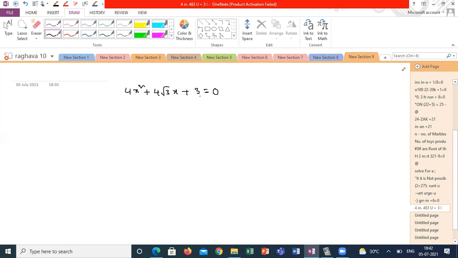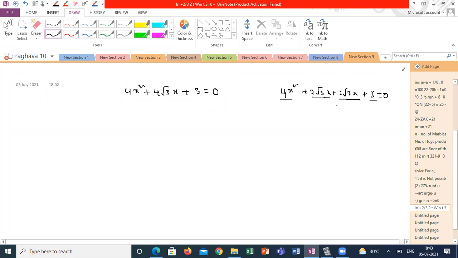I have to split 2 root 3 into 2 root 3. Then only I can split, correct? If I am doing factorization, I need to have a little more grip on the numbers. 2 root 3 x plus 2 root 3 x plus 3 is equal to 0. The product is 12 x square, so the product is also 12 x square. The sum is 4 root 3. Then I will get the answer.